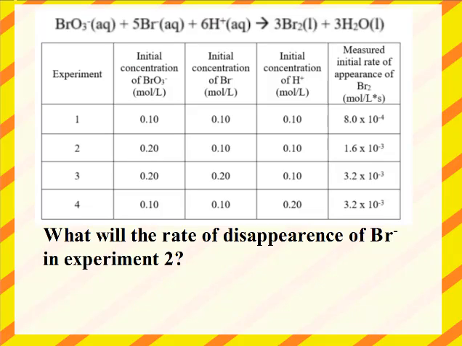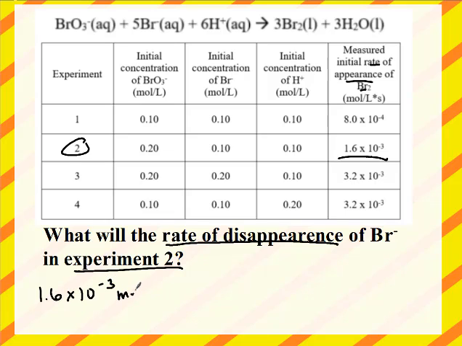Here's one type of problem that you could see relating to 5.1, where it says, what is the rate of disappearance of Br- in experiment 2? Well, the rate is measured in the appearance of Br2. So experiment 2, we're going to look at this rate. So 1.6 times 10 to the negative third.